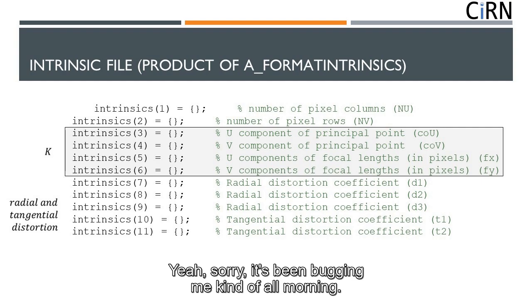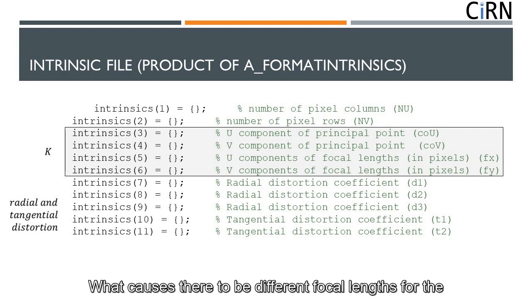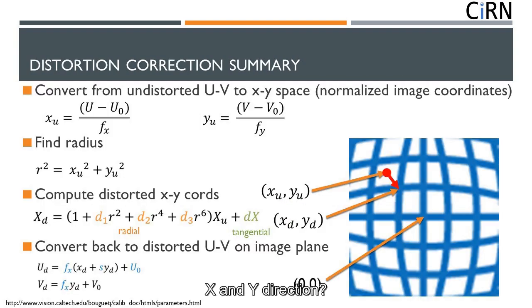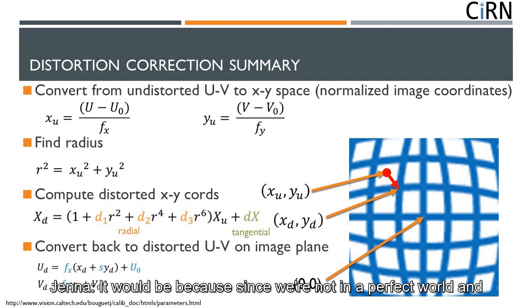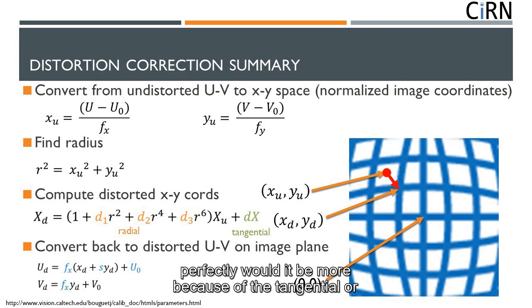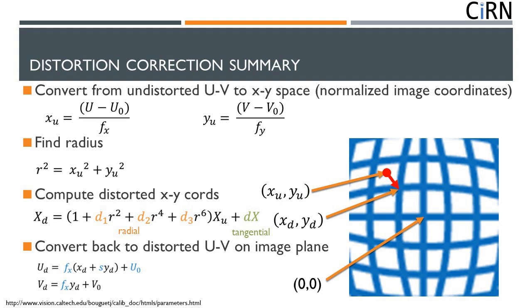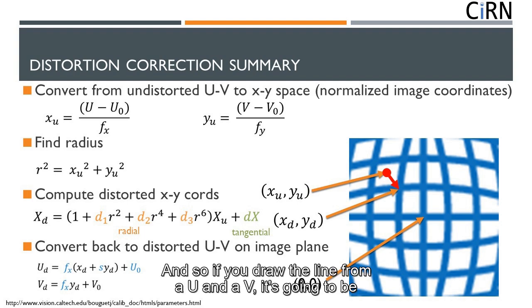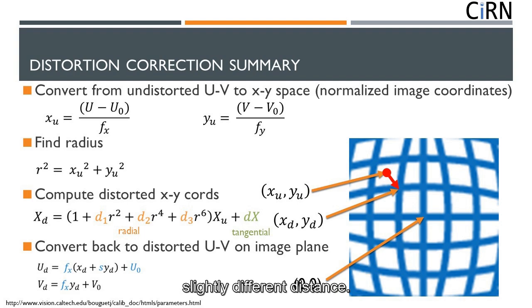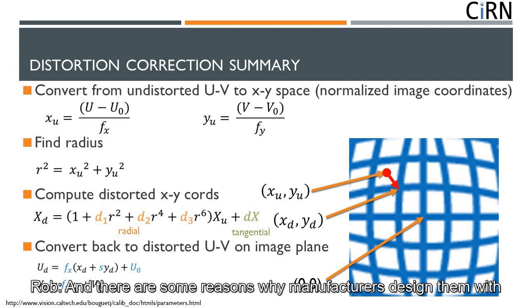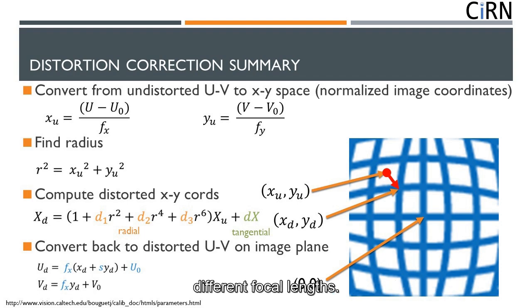Sorry, it's been bugging me all morning. What causes there to be different focal lengths for the X and Y direction? Do you have any idea? Since we're not in a perfect world, would it be more because of the tangential or radial, like because our sensor and our lens are maybe not parallel? Yeah, if you draw the line from a U and a V, it's going to be a slightly different distance. And there are some reasons why manufacturers design them with different focal lengths. Pro tip.